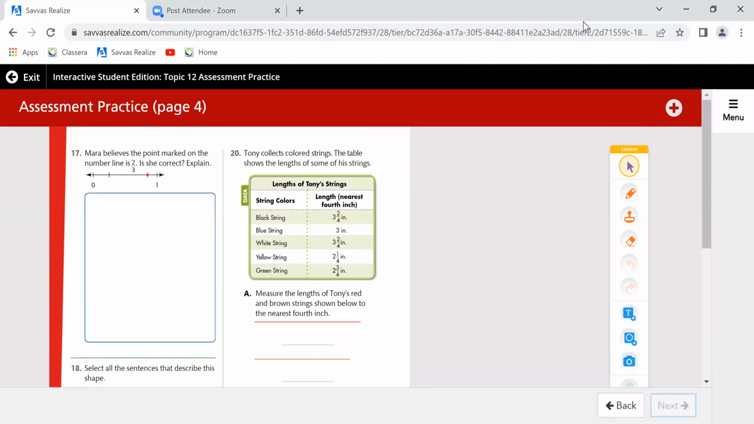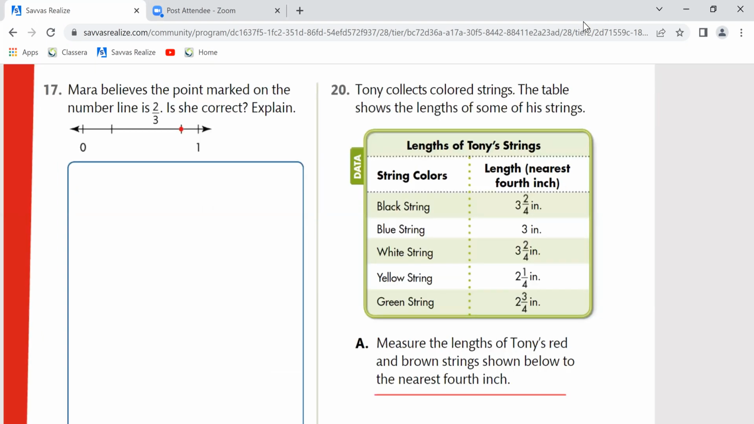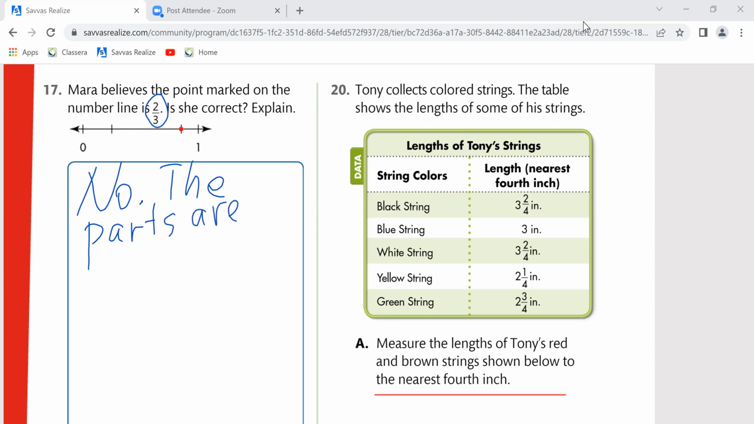Okay, number 17, you see the picture. You see a number line like this. Someone tells you that 2 out of 3 is shown. Is it correct or no? Do we see here 2 out of 3? So that means no. And why no? The parts are not equal. Everything is coming in the test. The parts are not equal.